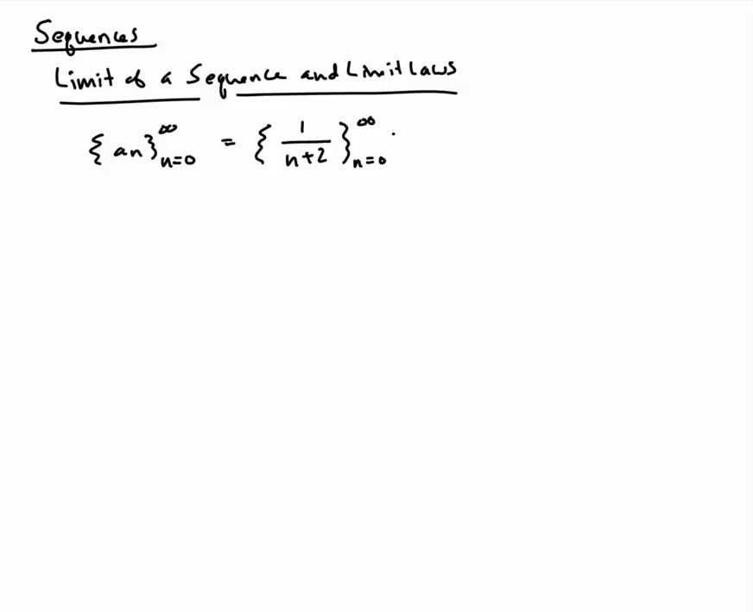So if we were to write out these terms, if we were to plug in 0, 0 plus 2 is 2, so this would be 1/2, and then I'd plug in a 1, 1 plus 2 is 3, so I'd have 1/2, 1/3, 1/4, 1/5, 1/6, 1/7. I think you get the idea of what this sequence looks like. I could talk about many different characteristics of this sequence. First of all, they're all positive terms.